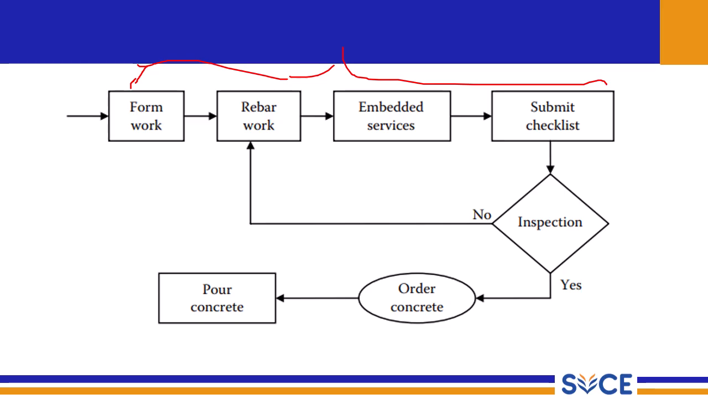If during the inspection it is no, then if something happens or we need to change something, we have to go again for the rebar work. We are going to do some changes and we are going to do the inspection again. We are going to order the concrete and pour the concrete.